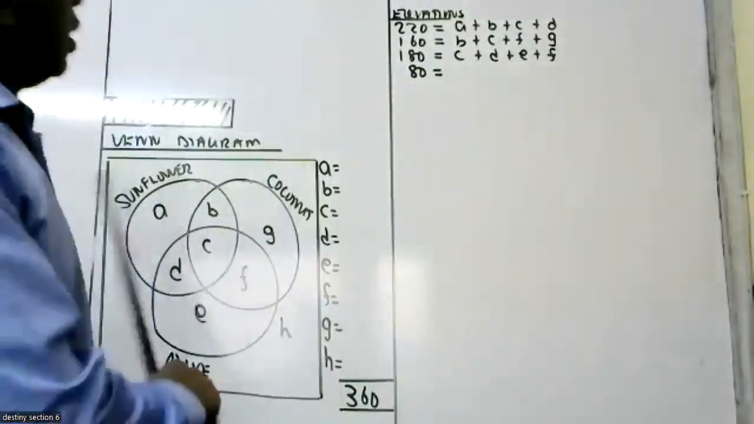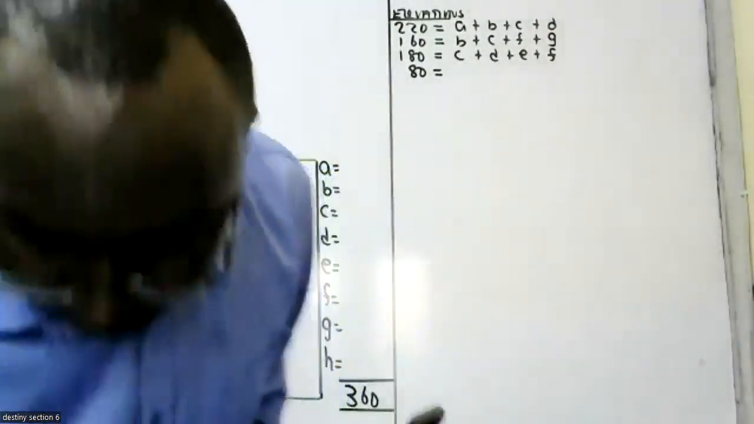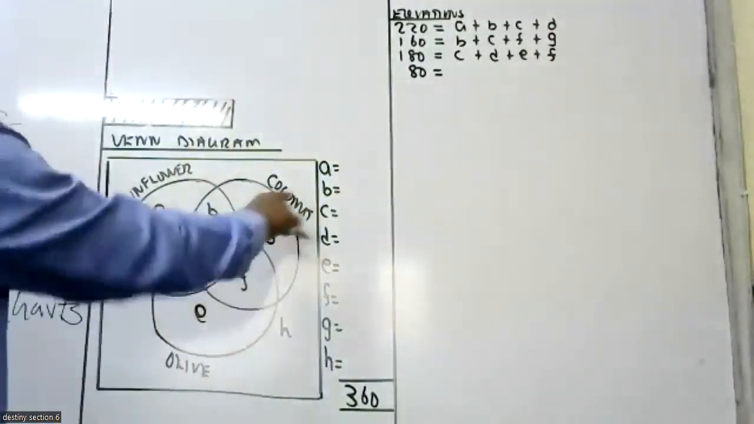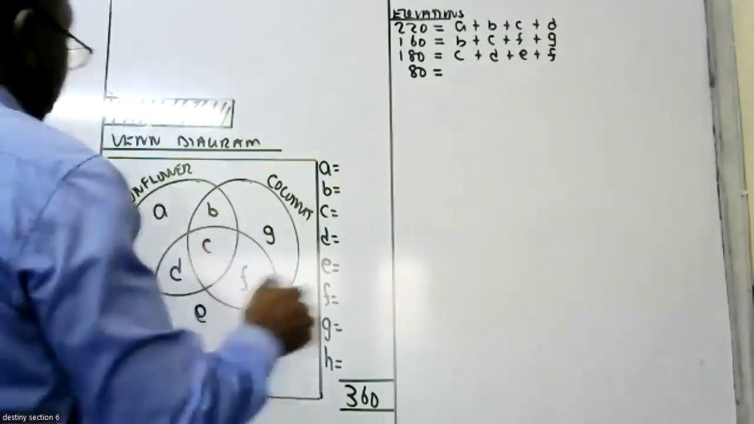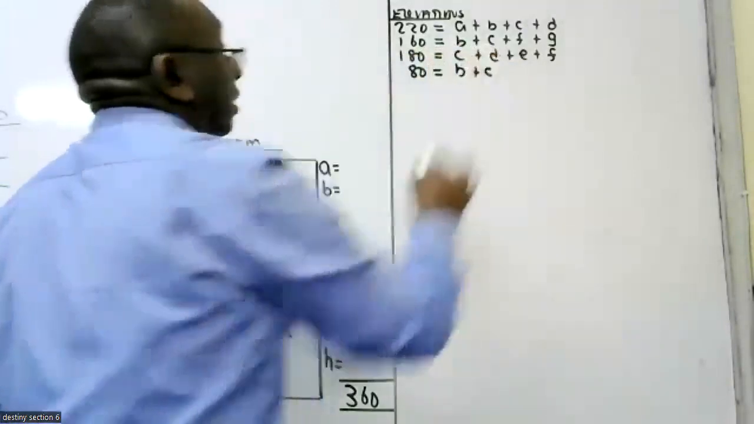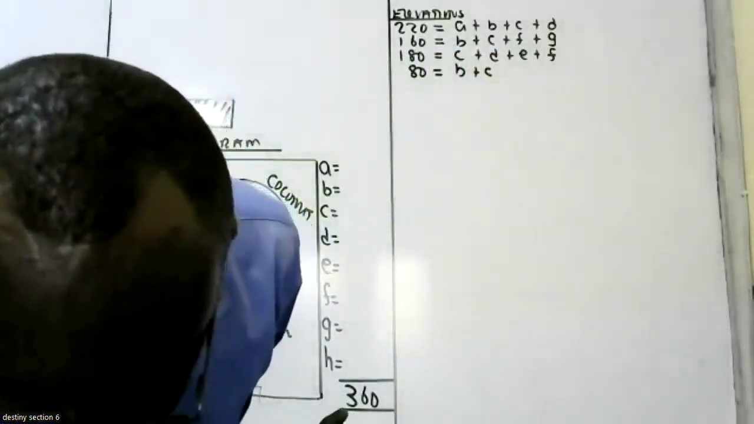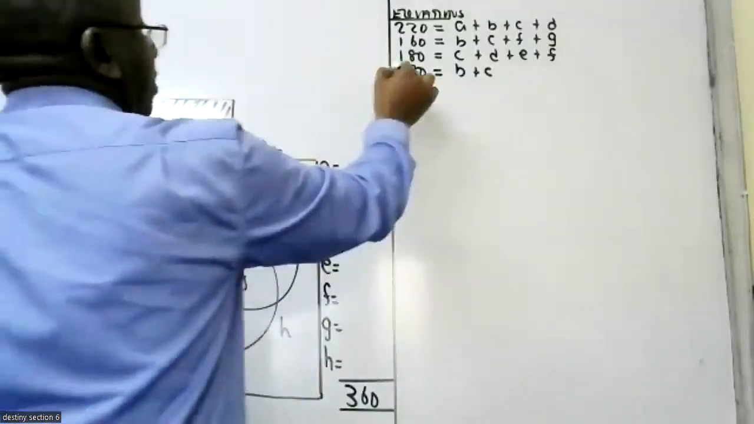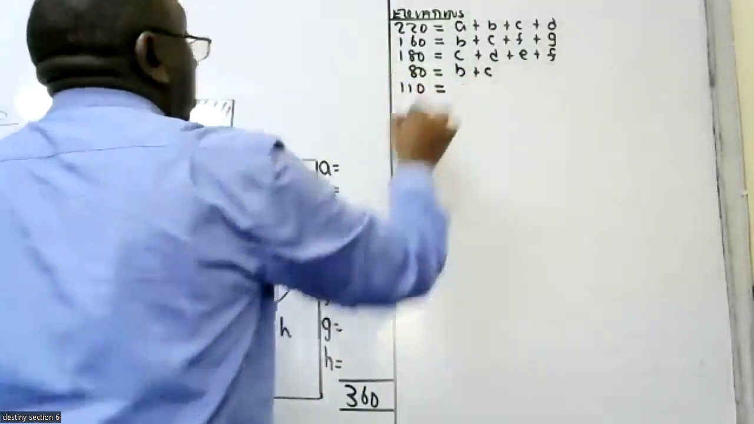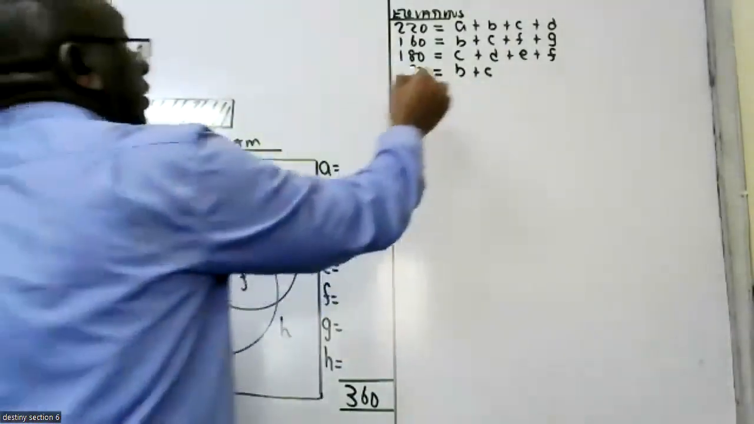Okay, so I was saying 80 is sunflower and coconut. Sunflower and coconut, that is BC. That is B plus C. Then 110 is sunflower and olive. Sunflower and olive, that is CD.